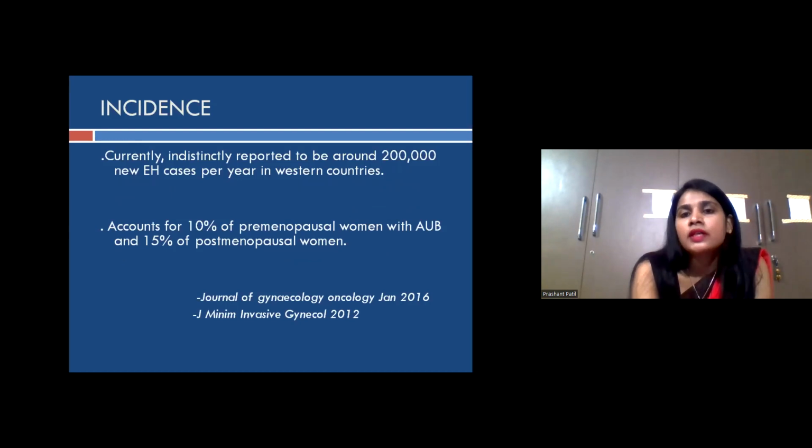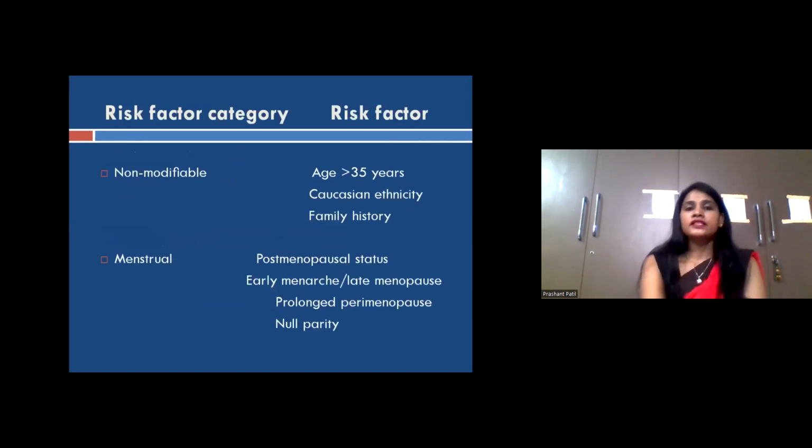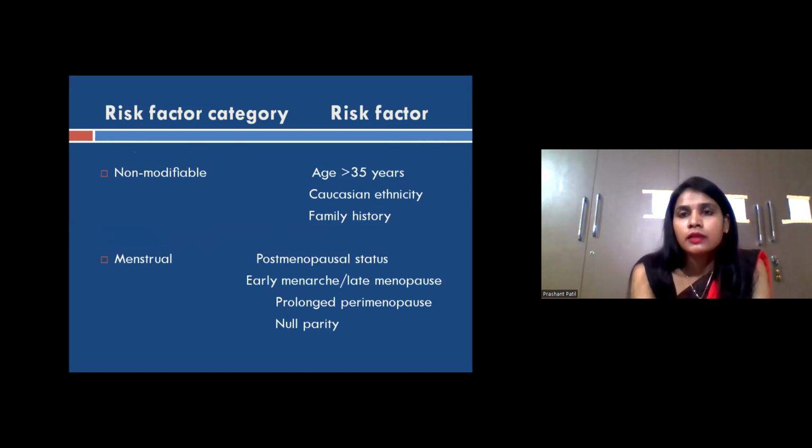Around 2 lakh new cases of endometrial hyperplasia are reported every year in Western countries, and it accounts for 10% of premenopausal women coming with abnormal uterine bleeding, and 15% in postmenopausal women. Now, what are the risk factors or causative factors with endometrial hyperplasia? There are non-modifiable and modifiable risk factors, and endogenous and exogenous causes.